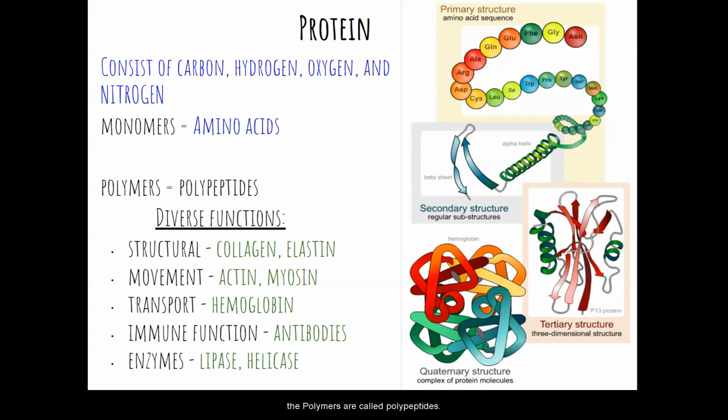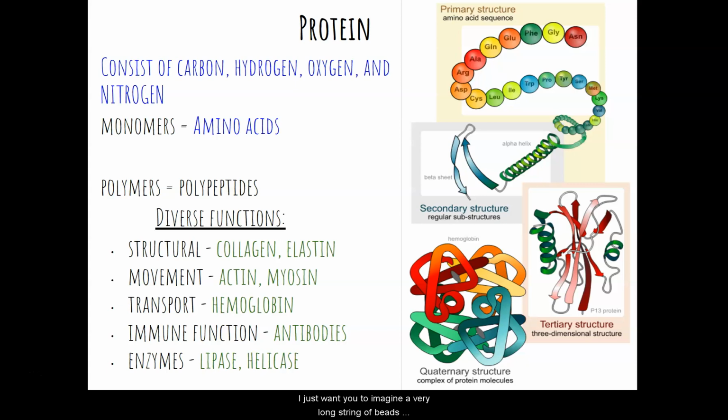The polymers are called polypeptides. So if you take a strand of amino acids and you link them together, it's called a polypeptide. That primary structure, that amino acid sequence, can then get folded in a variety of different shapes. Some of them are things called alpha helices or beta sheets, and it can form secondary structure. Those secondary structures can then get folded again to form a tertiary structure. Those tertiary structures can form quaternary structures.